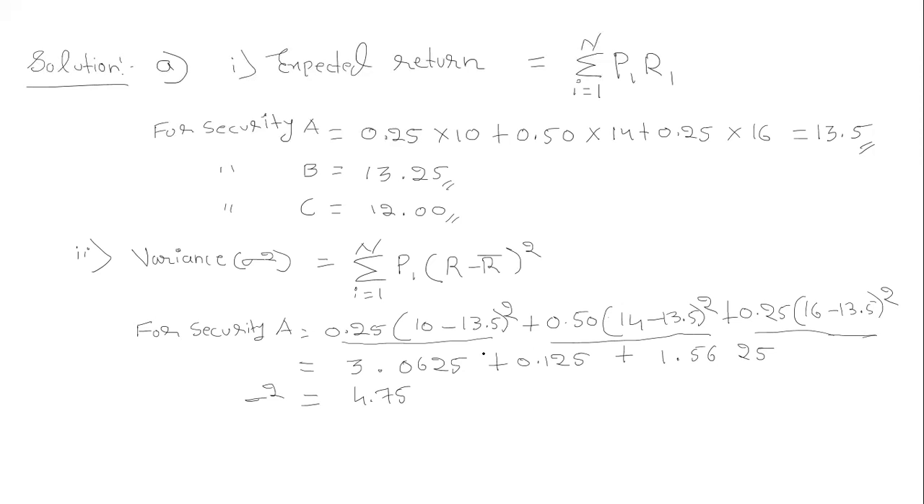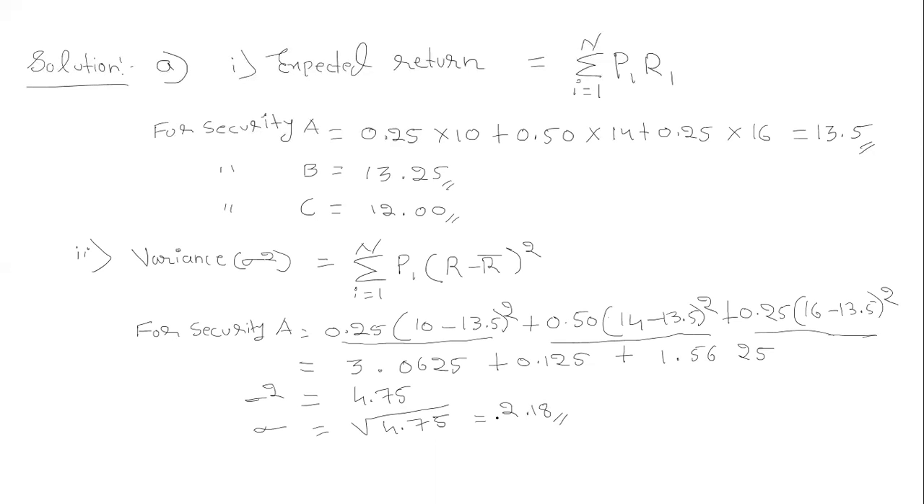Now if you want to calculate the standard deviation for this, you just take the square root of 4.75. So root 4.75 will be 2.18.